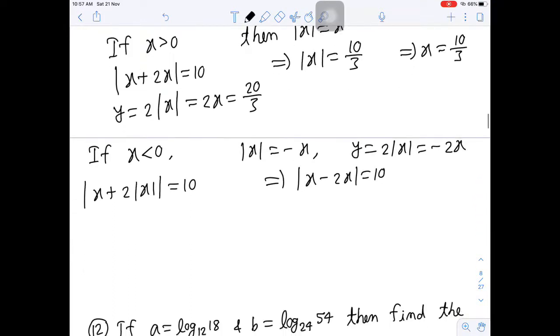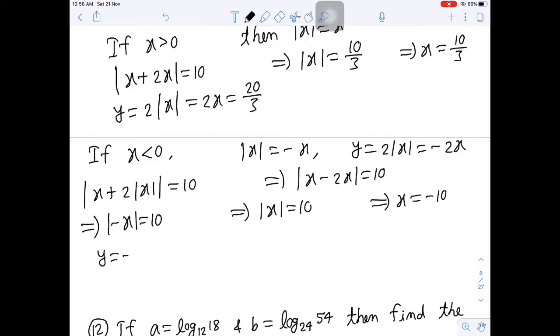So you are getting minus of the absolute value of x equal to 10. So basically you are getting the absolute value of x equal to 10. Now x can be plus or minus 10, but we will consider the negative value because x is less than 0. So we'll get x equal to minus 10. If x is minus 10, then y is nothing but minus 2x, so minus 2 into minus 10. So it will be 20.